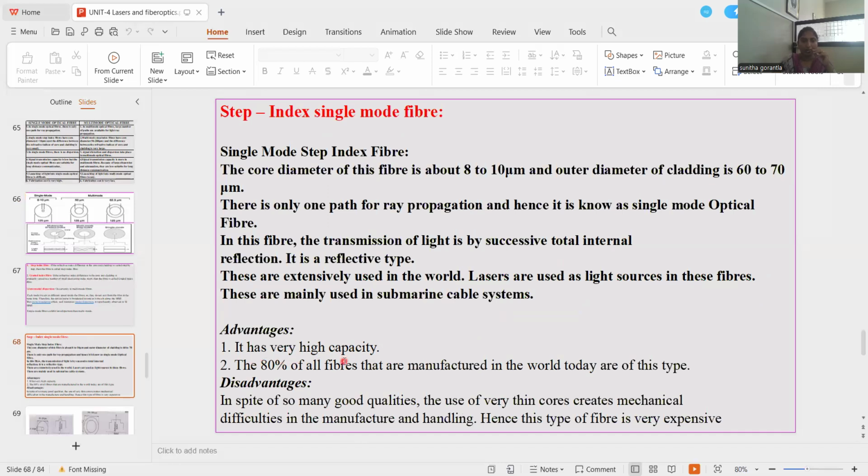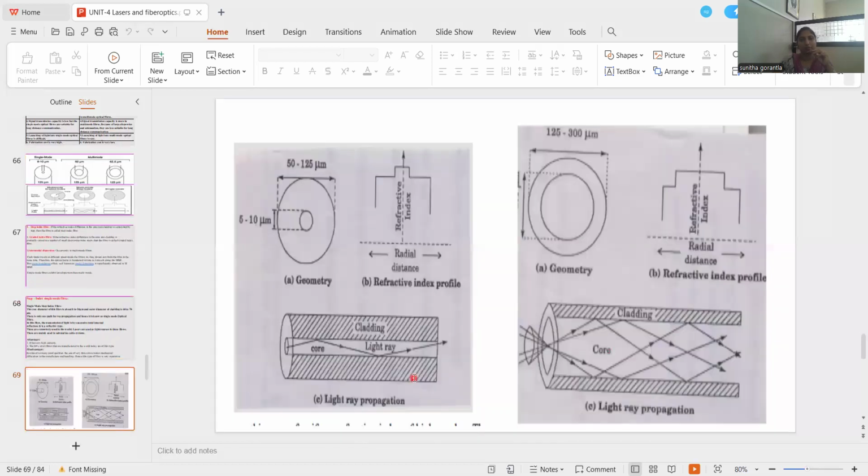It has very high capacity and 80% of all fibers that are manufactured in the world today are of this type. And disadvantages, in spite of so many good qualities, the use of very thin cores creates mechanical difficulties in the manufacture and handling. Hence, this type of fiber is very expensive.